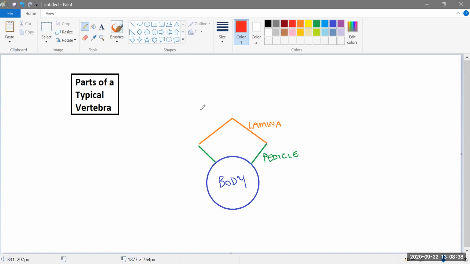Then you'll add in a couple of lines off of the junction here between the green and orange. There's one, there's the other. What do you think these are meant to be? All right, these are the transverse processes.